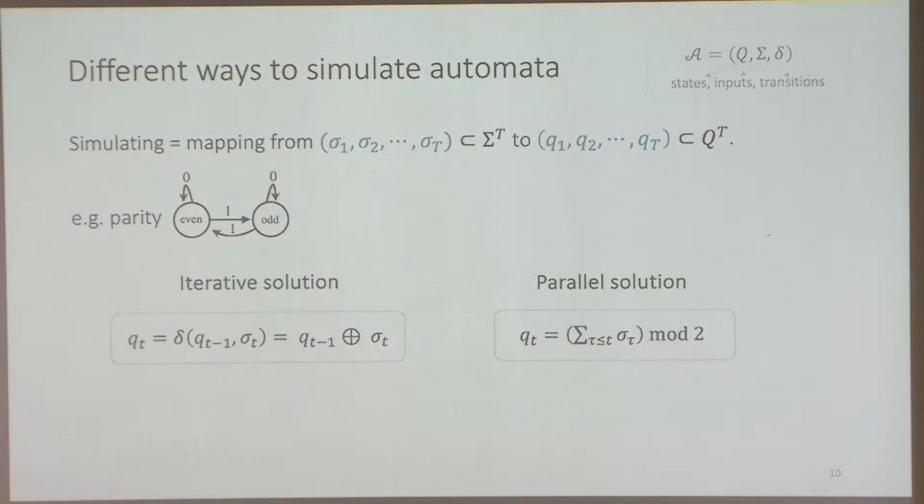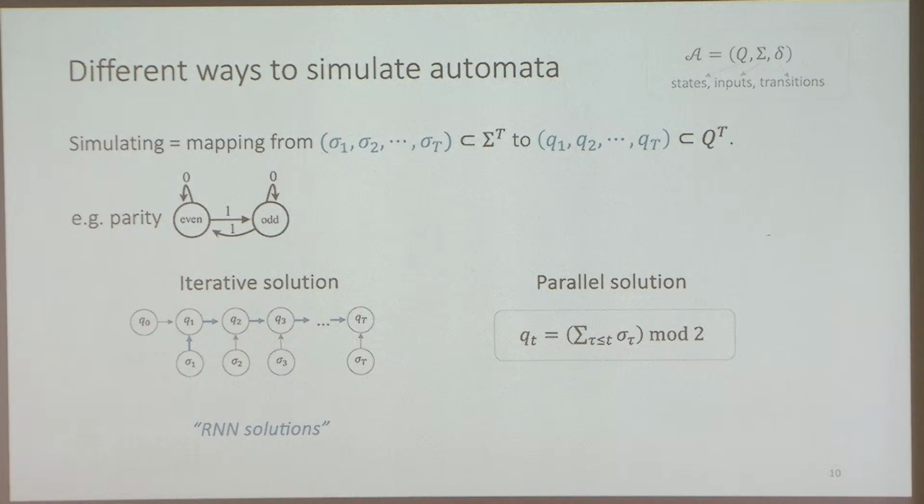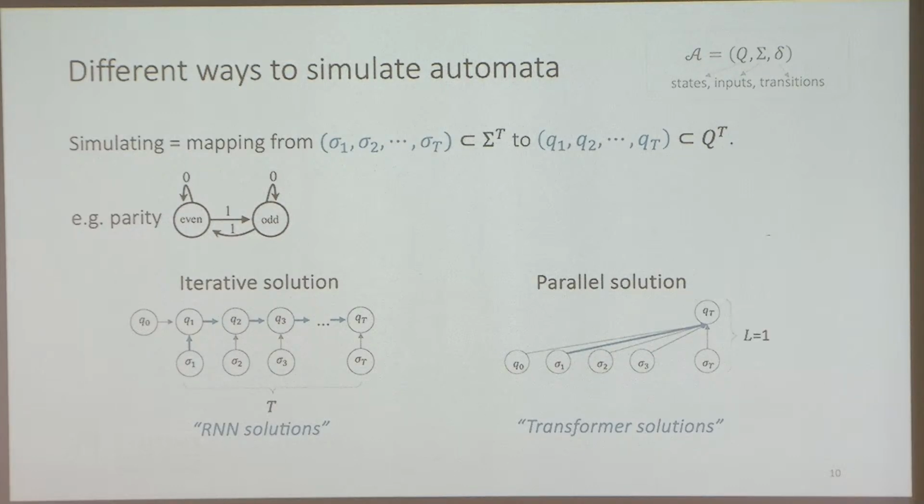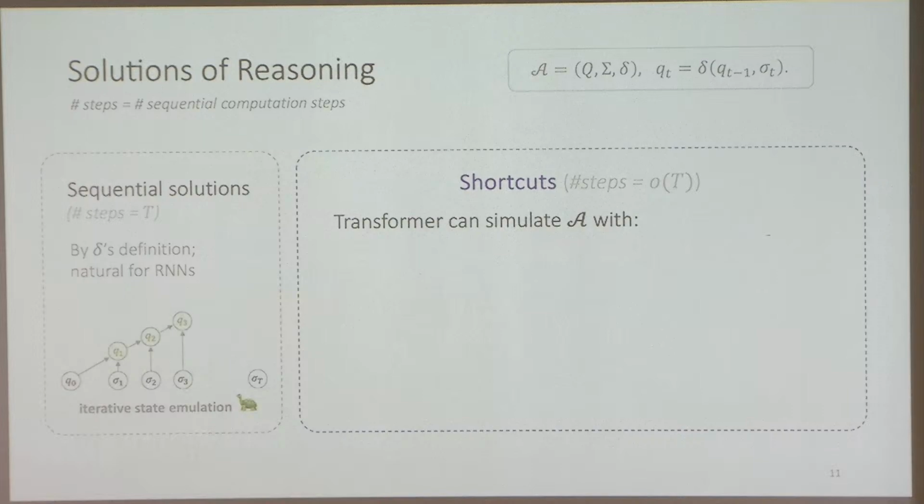If we try to write out the computation graph for it, then we can see that the iterative solution has this kind of form, which is quite natural for RNNs to implement. On the other hand, the parallel solution will give you this form, which is very reminiscent of a transformer layer. We can also trace the longest sequential path in these two graphs. For the RNN solution, the biggest path length is t, whereas for transformers, the path length is 1. In the following, we'll call this kind of solution, with a sublinear in t number of sequential steps, a shortcut.